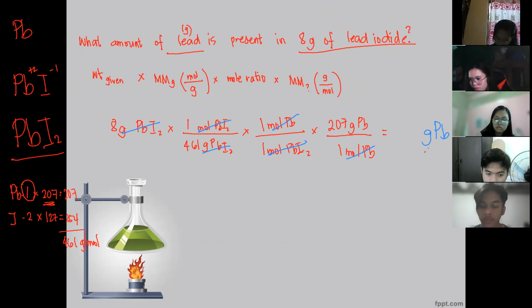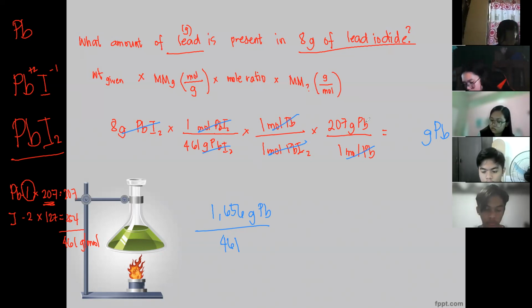So, i-multiply natin muna yung nasa taas. 8 times 1 times 1 times 207 is 1,656 grams of our lead divided by ang nasa baba, 461 times 1 times 1. Yeah, so this is 461. So 1,656 divided by 461 is 3.59 grams of lead. So again, sa 8 grams of lead iodide, ang lead dyan is just 3.59.